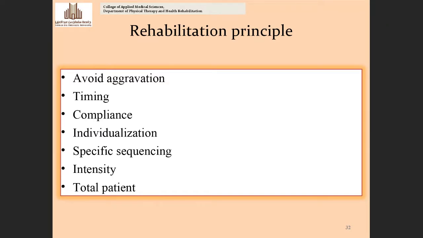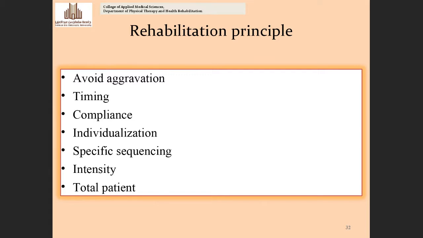Rehabilitation principles. Avoid aggravation: while you are playing any games, you should not allow the injury or the problem to get worse. So we have to avoid the aggravations. Then the timing: you have to take the treatment at the correct time. And compliance: they should accept or agree to the treatment.